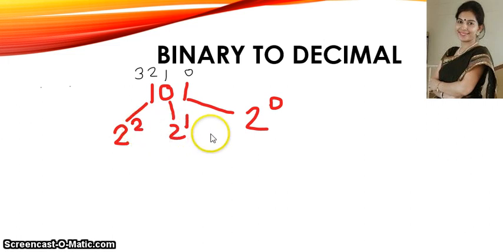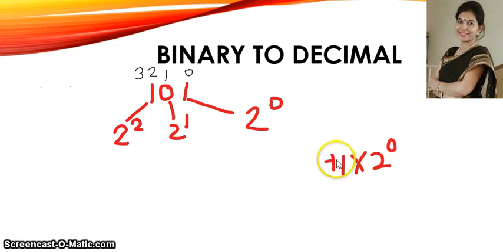So now, this is the first step, finding out the place value of each digit. Now, multiply each digit with its place value. This is the digit, the face value of this digit 1. You have to multiply it with the place value. So you will write 1 into 2 raised to the power 0.